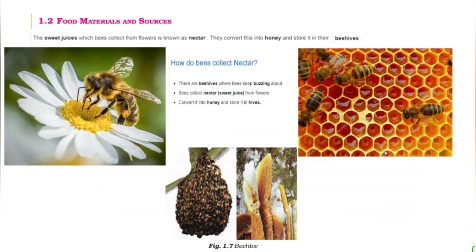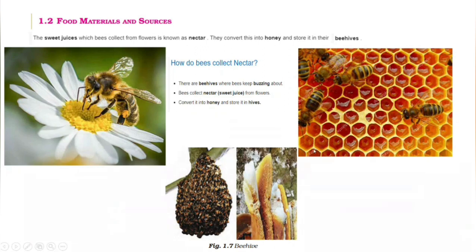The sweet juice which bees collect from flowers is known as nectar. And these bees convert it into honey and store it in the beehives. So these are the beehives where the bees keep buzzing about, and the bees collect the nectar, which is the sweet juice from the flowers like this, and then they convert it into honey and store it in the hives.